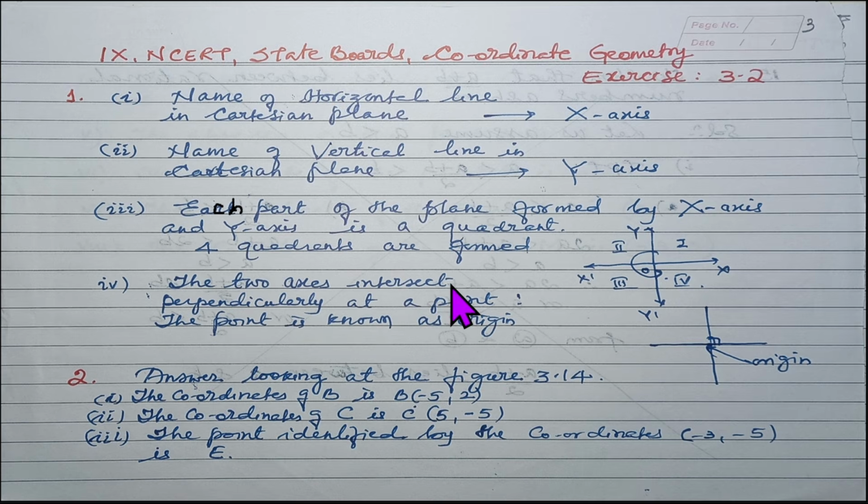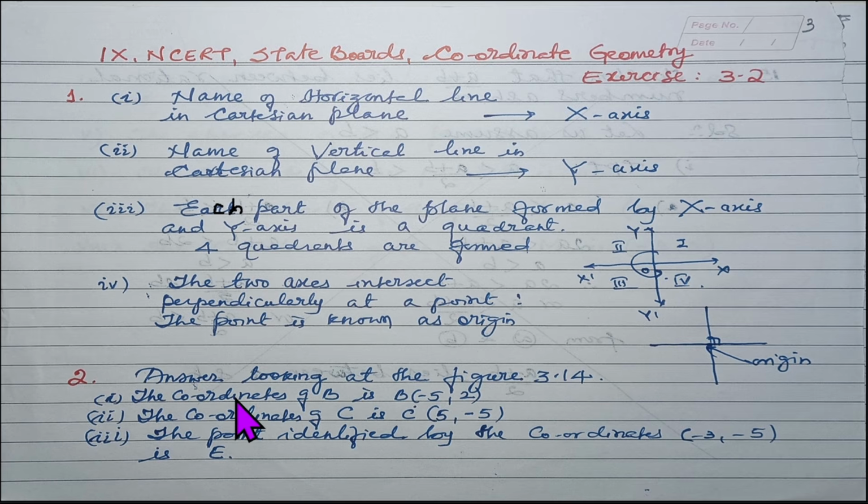Now the two axes intersect at a particular point. The two axes, that is x-axis and the y-axis, intersect at a particular point, and that point is called the origin. Mind you, the two axes are perpendicular to each other, and the point of intersection is known as origin. Now the next question is to answer looking at the figure 3.14.